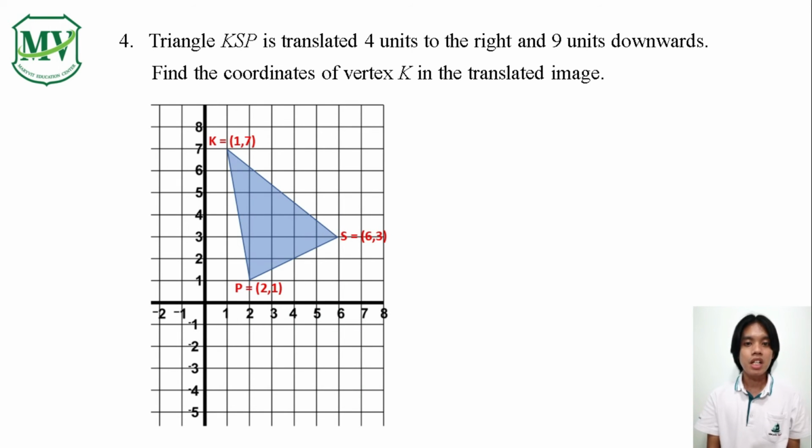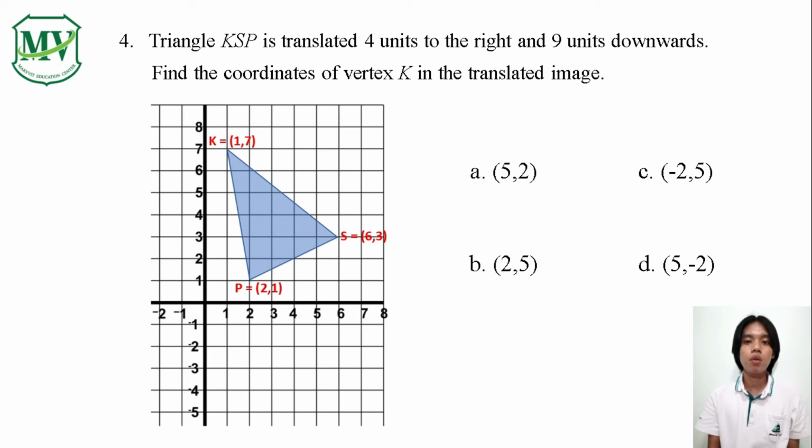Number 4. Triangle KSP is translated 4 units to the right and 9 units downwards. Find the coordinates of vertex K in the translated image. A. 5, 2. B. 2, 5. C. Negative 2, 5. Or D. 5, negative 2. So which of these choices is the right answer?